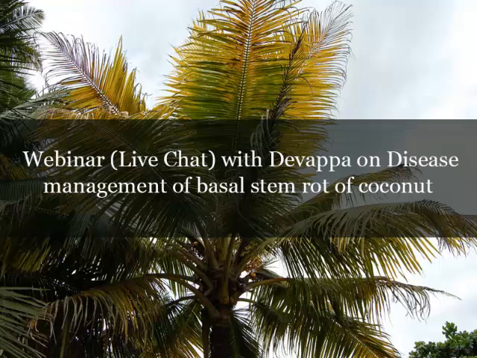In addition, injury to the root portion at the time of cultural practices also increases the disease spread. That means care should be taken, and damage should be avoided as much as possible during cultural operations. So these are the important aspects of the basal stem rot disease of coconut.